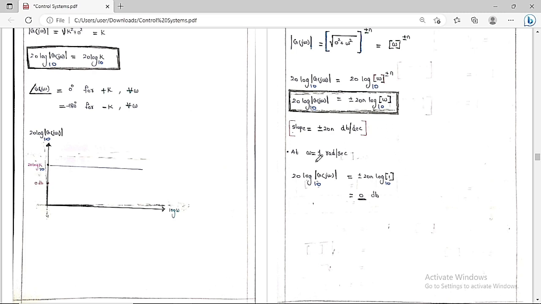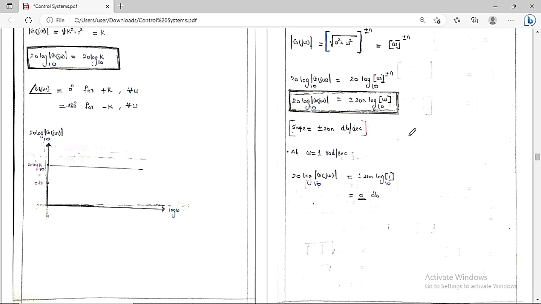So therefore we can say at omega is equal to 1 radians per second, it is going to have 0 dB, and the slope is either plus or minus 20 n. If n is equal to 1, we are going to get plus or minus 20 decibels per decade. If n is equal to 2, we are going to get plus or minus 40 decibels per decade. Like that we are going to get.